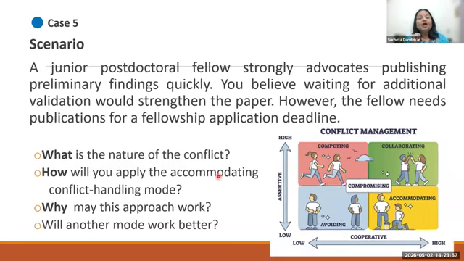We have the fifth situation. A junior postdoctoral fellow strongly advocates publishing preliminary findings quickly. You believe waiting for additional validation would strengthen the paper. However, the fellow needs publications for a fellowship application deadline. We've been in this situation very often. Let me tell you, this is from my personal experience. Would you apply an accommodating mode, or would you use another mode? And when you use an accommodating mode, what would you do? I'm also trying to look at the chat now.